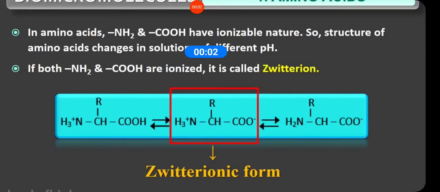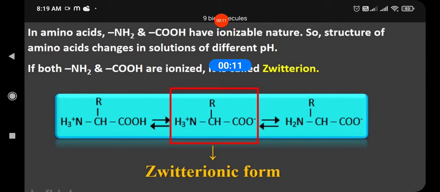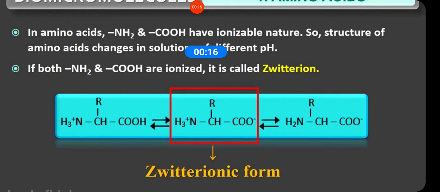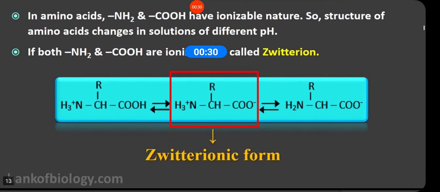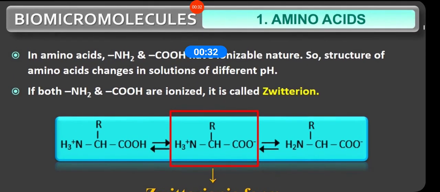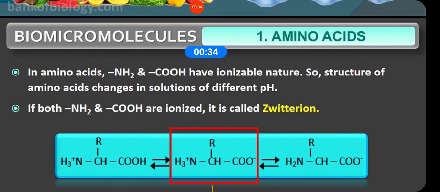Yes, now this is the second topic regarding the biomolecules. Now, what is zwitter ion? See, you can see in this figure that in an amino acid there are two basic radicals, that are the amino group and the carboxylic group. Now you know that on one side the amino group is attached and on the other side the carboxylic group is there. So the structure of an amino acid changes in solutions of different pH.